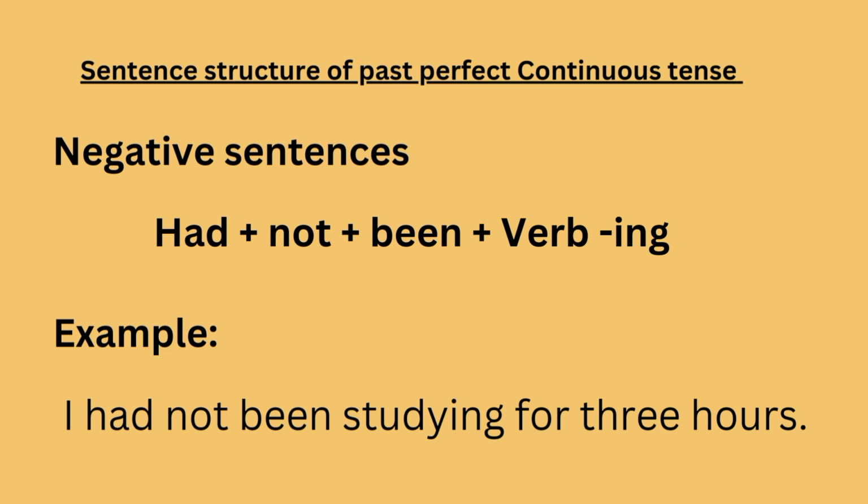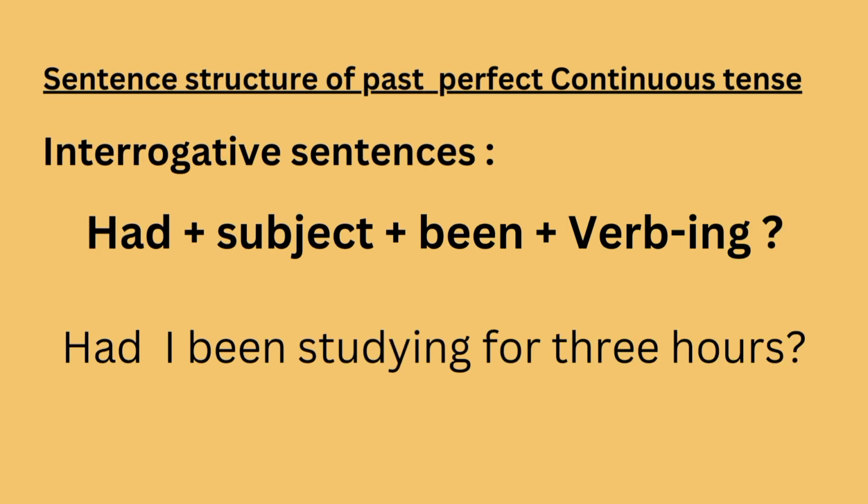To form interrogative sentences in the past perfect continuous tense, you need to follow this structure. The auxiliary verb had comes first: had, subject, been, then verb with ing form. Let's practice with an example. Had I been studying for 3 hours? And always remember to add a question mark at the end of interrogative sentences.